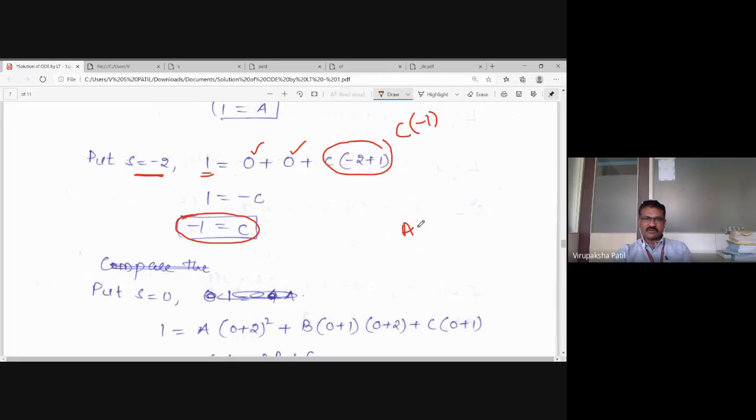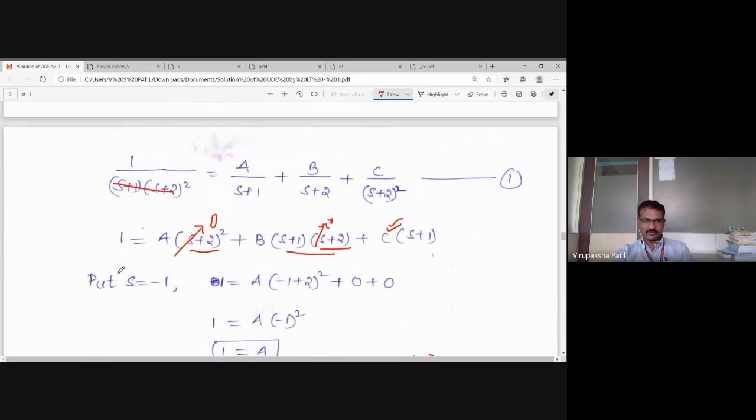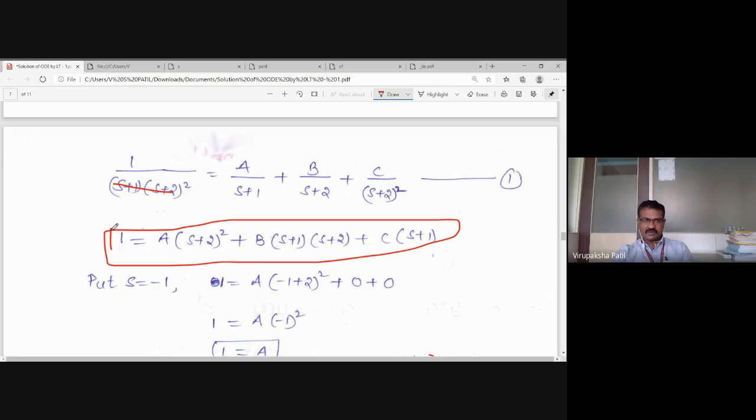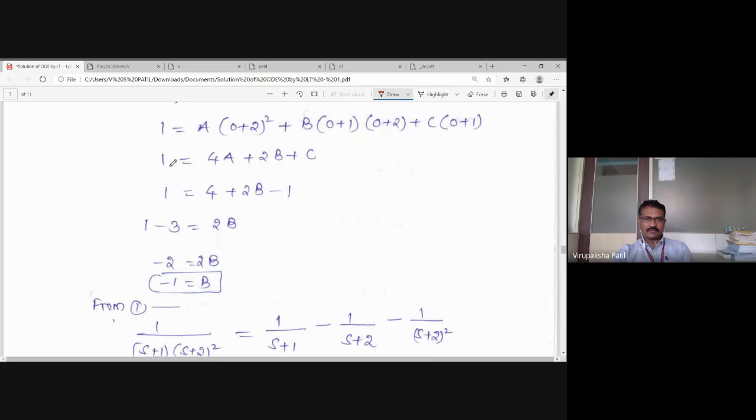Now you got a value as 1 and c value as minus 1. So now we will put these values here. We'll put s is equal to 0 in this equation. You can try this, or you can go for comparing the corresponding coefficients which I told earlier. So put s is equal to 0, you will get this equation.